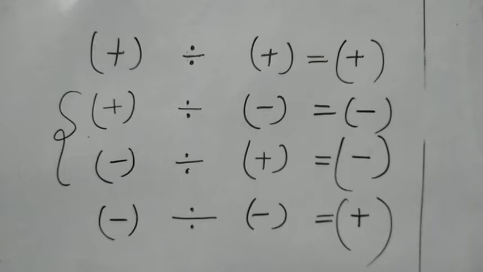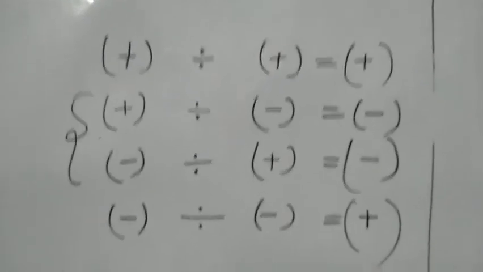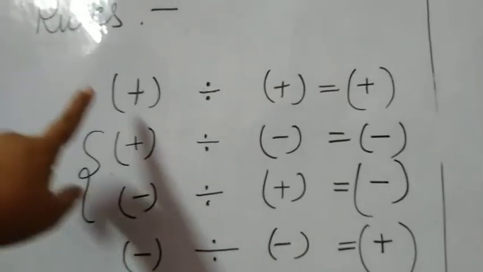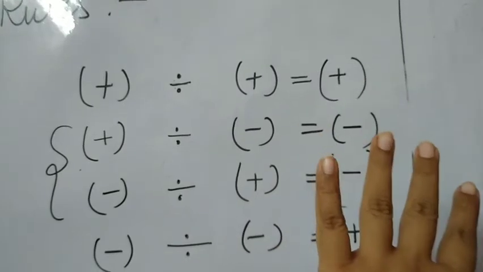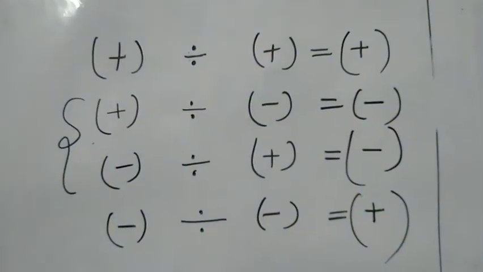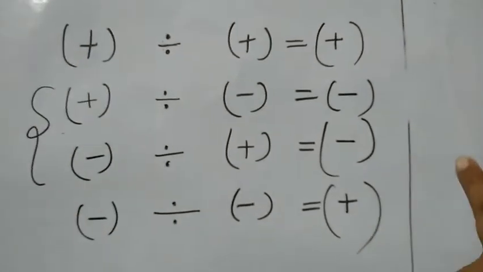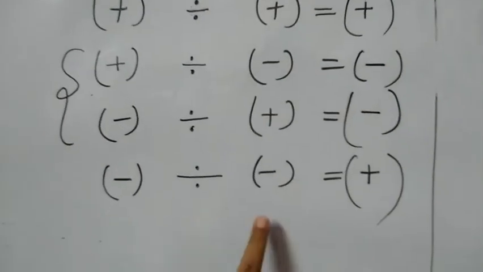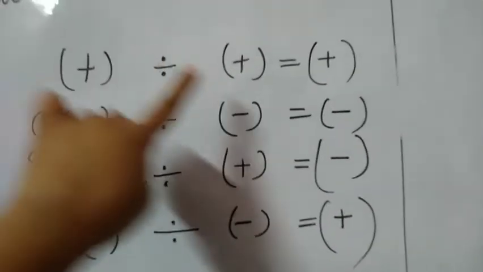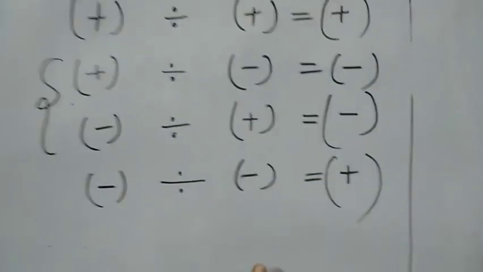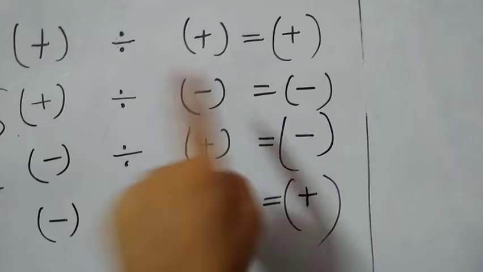For multiplication and division, in both cases the rules are the same. In division also, if we have to divide two positive numbers, then the answer will be positive. If one number is negative and the second is positive, the answer will be negative. If both numbers are negative, then the answer will be positive. That means if both the signs are the same, then the answer is positive, and if the signs are different, then the answer will be negative.